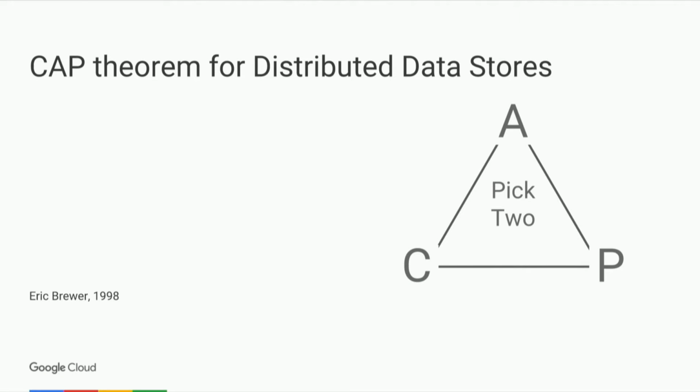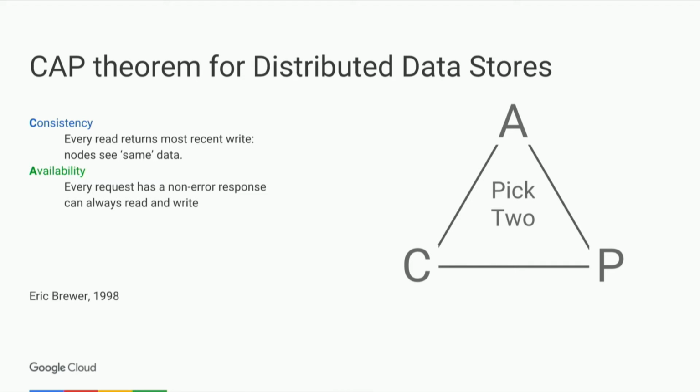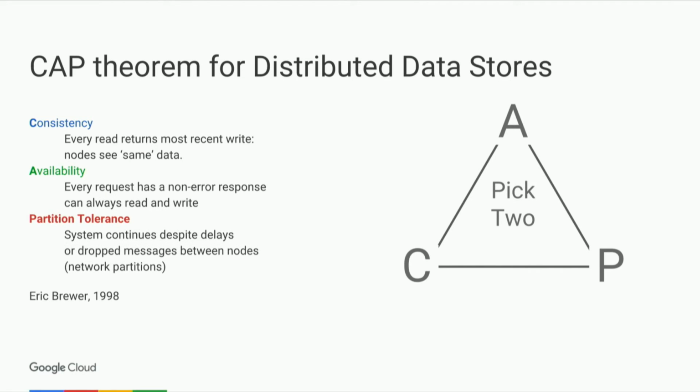This brings us to the CAP theorem, created by Eric Brewer in 1998. Eric now works for Google Cloud, but not on Cloud Spanner. This states that it is impossible for a distributed data store to simultaneously provide more than 2 out of the following 3 guarantees. Consistency, you have the same view of all your data from all nodes of the data store. Availability, your data store always returns a valid response to requests and you'll always be able to read and write. And partition tolerance, your data store can continue operating if a network connection between nodes is broken or delayed.